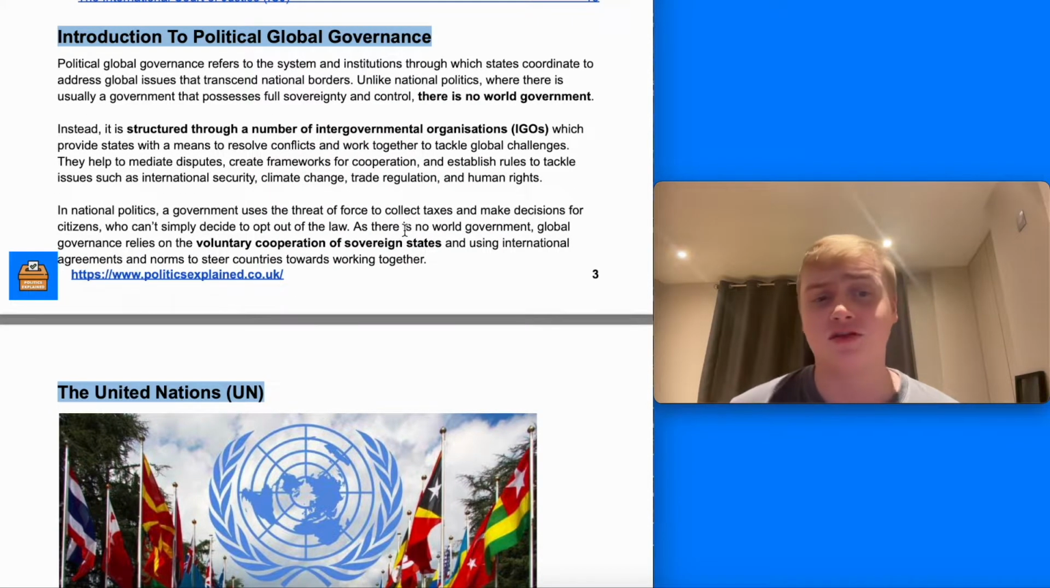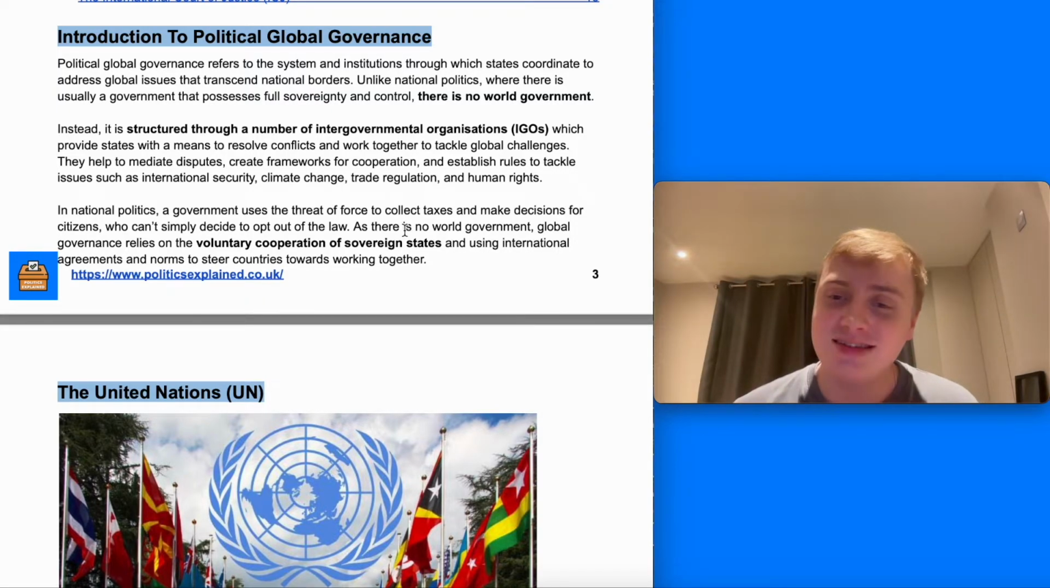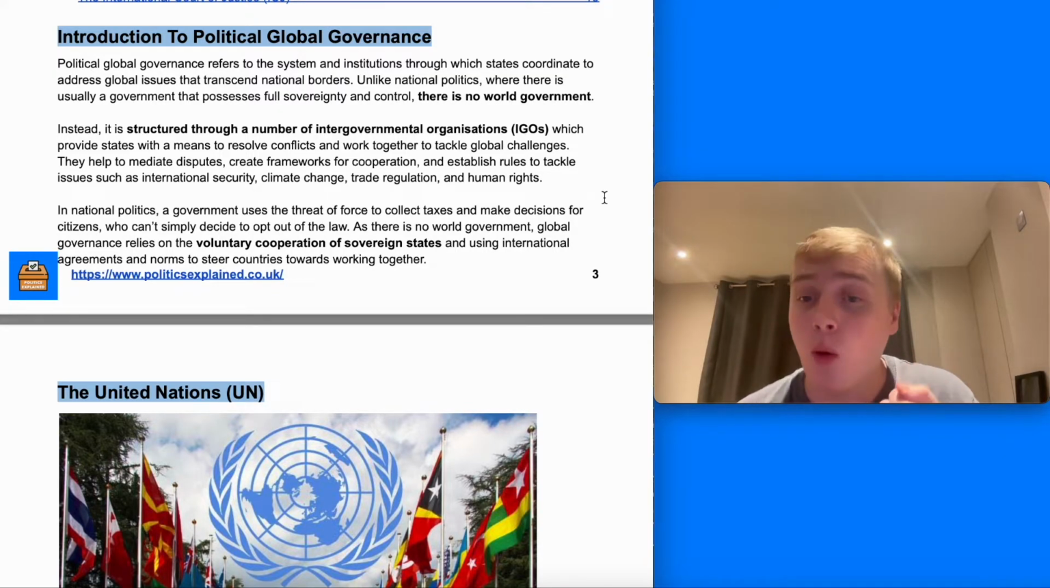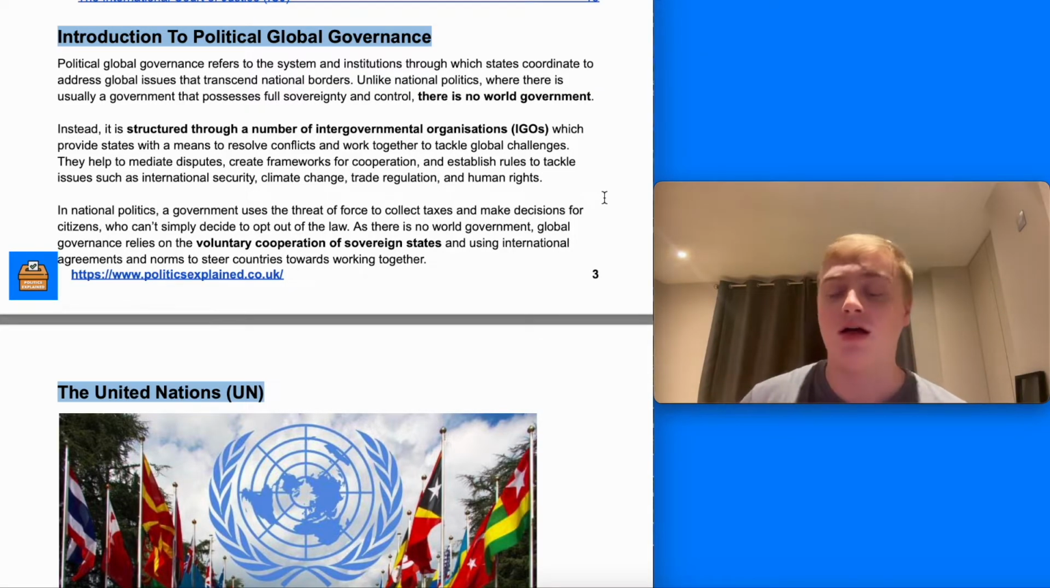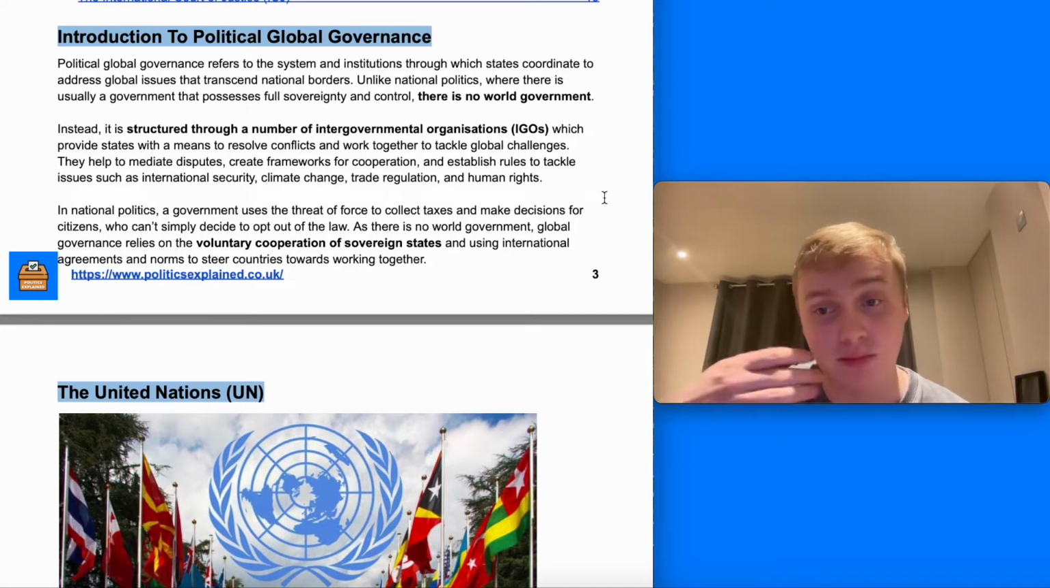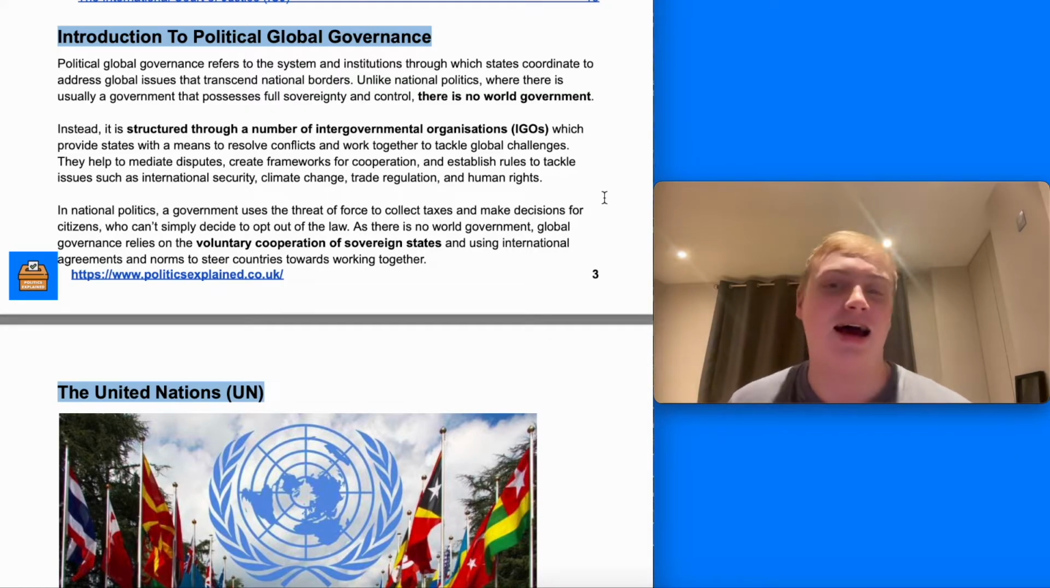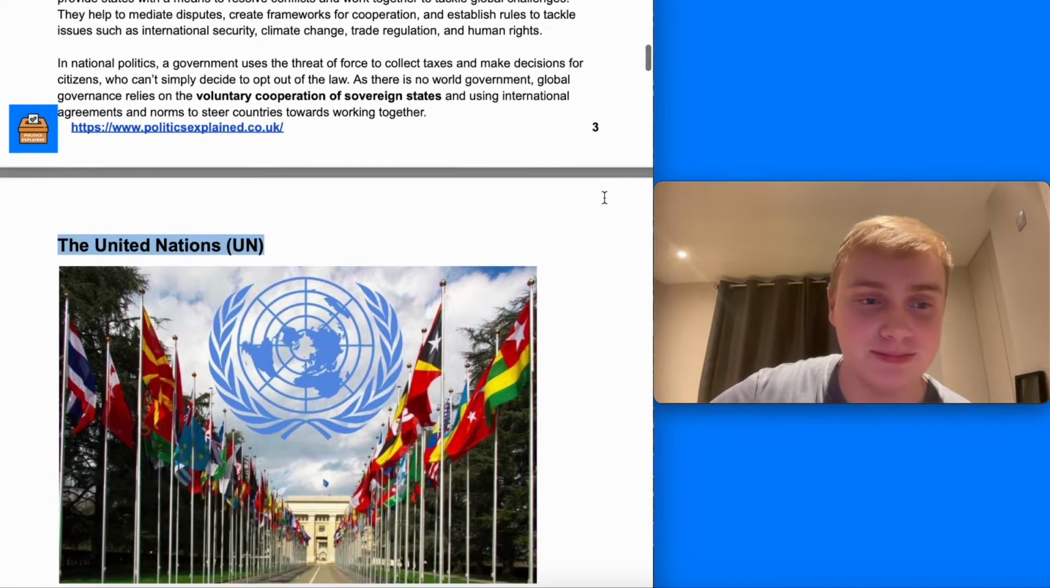In national politics, the government uses the threat of force to collect taxes and make us do what we have to do, make us follow the law. You can't simply decide to opt out of the law. But that's different because there's no world government in terms of states. So global governance really does rely on the voluntary cooperation of states and their willingness to work together and recognition it's in their mutual benefit, which liberals would argue naturally happens, and realists would potentially disagree.